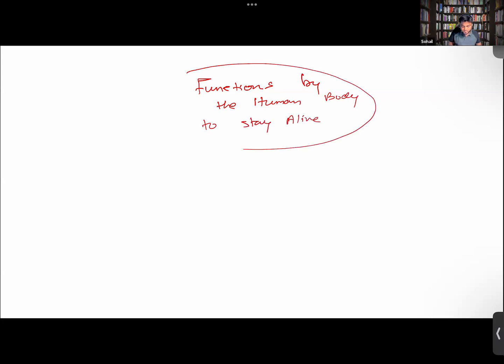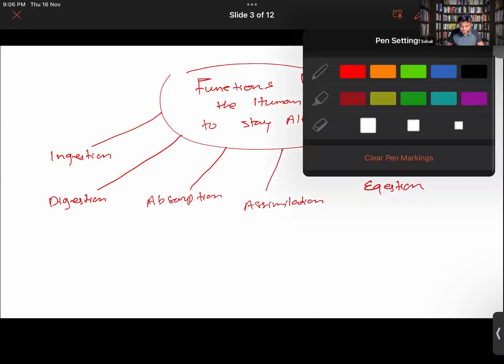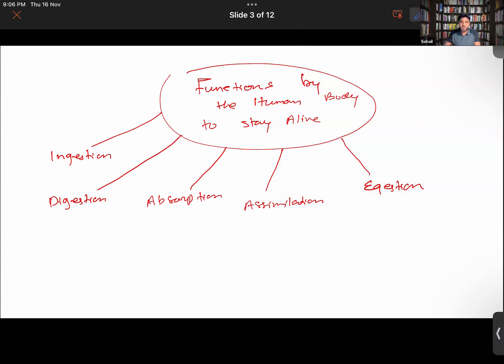To eat food, that is ingestion. Then digestion. Absorption. After that, assimilation. Good. And then excretion. Good. Okay, so these are the essential steps involved in the survival or continuation of the life of a normal human body, or let's just say any organism. Functions by organisms to stay alive.